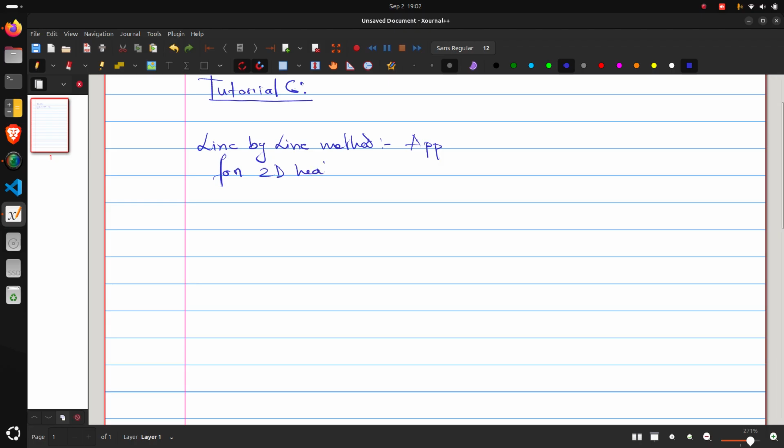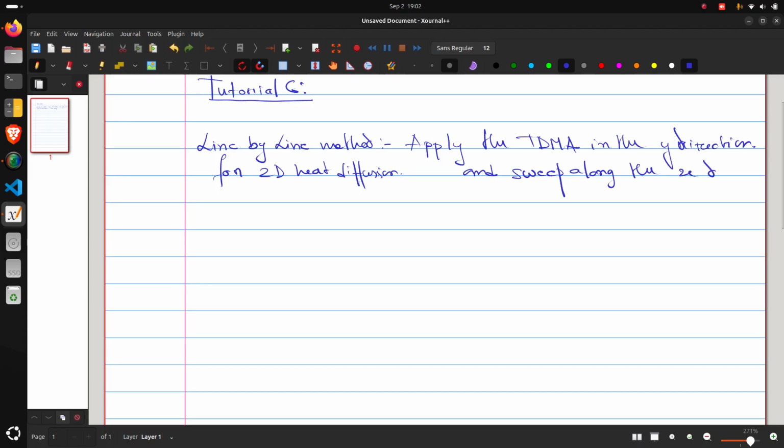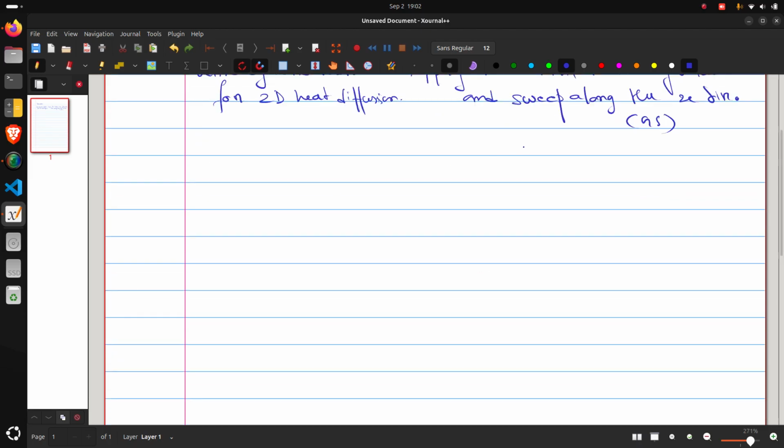For 2D, we'll apply the TDMA in the y direction and sweep along the x direction, right, using something similar to the Gauss-Seidel method. Okay, so let us build our problem.